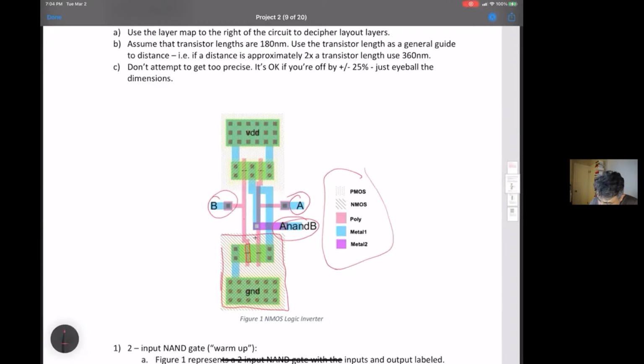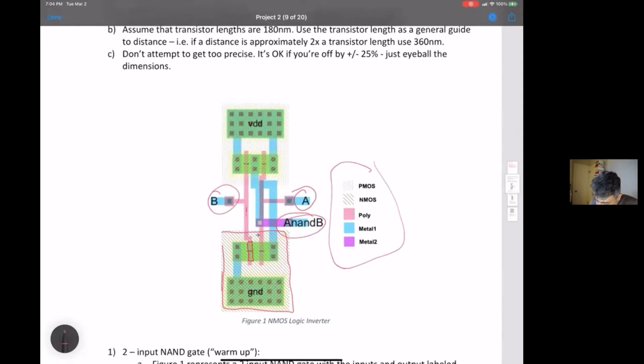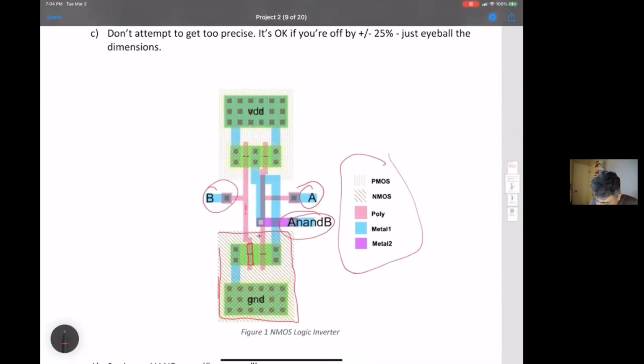So this is poly. This pink look is poly, and it's going over active. So this is one gate going to this input, and this is the next gate going to this input. And they're in series. So this is the source of one, the drain of the first one, and the same as the source of one and drain of the other one. If I was going to draw this as a schematic, they would look like two MOSFETs in series.